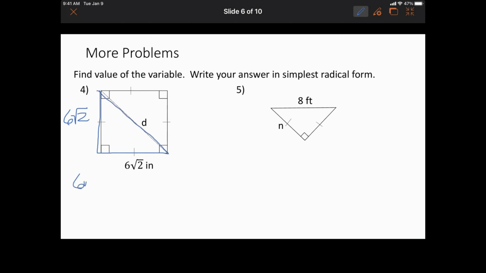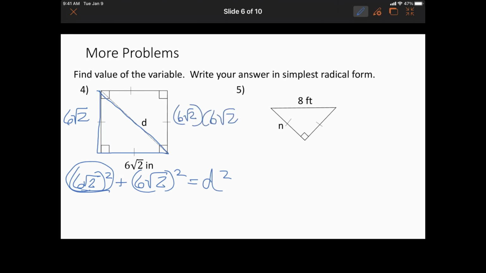So now we're going to do squared. Be careful when you square this. When you do it, please remember it's actually this. So you're saying 6 times 6 is 36, and root 2 times root 2 is 2, because root 2 times root 2 is root 4, and the square root of 4 equals 2.